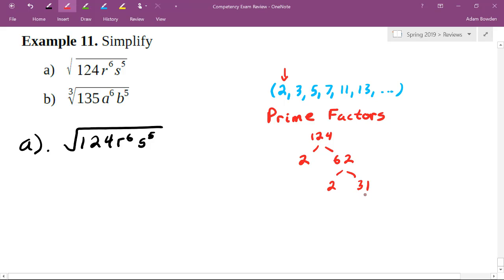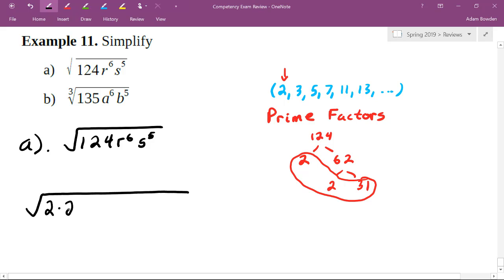Now we're at 31. Can you find any other numbers that divide into 31? In this case, you can't. 31 itself only divides by itself and 1. It's another prime number. So once we've factored out all the prime numbers we can, we've written out all the prime factors, and we'll go over to our square root and put our prime factors inside, 2 times 2 times 31. And now, since we have r to the 6th, I'm going to list out r times itself 6 times, 6 r's. S to the 5th can be written out as 5 s's.